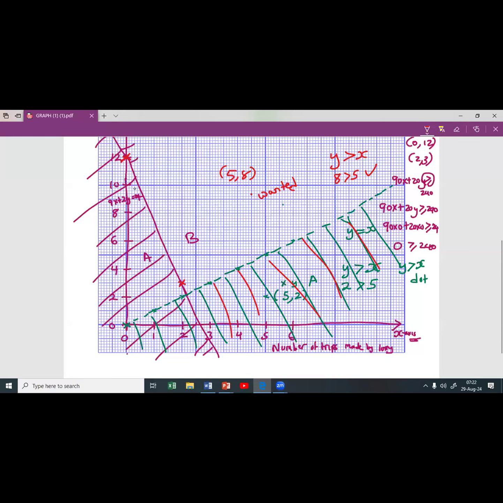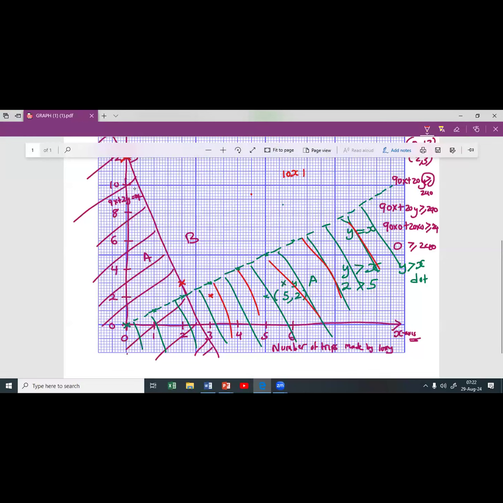Then we go to the last one. It was 0 and 12. Then it was 3 and 2. I think my 3 and 2 is somewhere here. So I'm going to draw, but the line that we are plotting now is this line, which is going to be, I think, 10x plus 3y is equal to 36. So 50,000x plus 15,000y is less than or equal to 180,000.